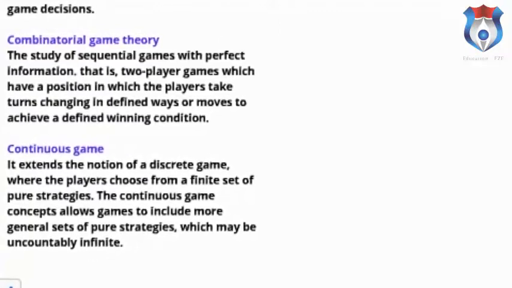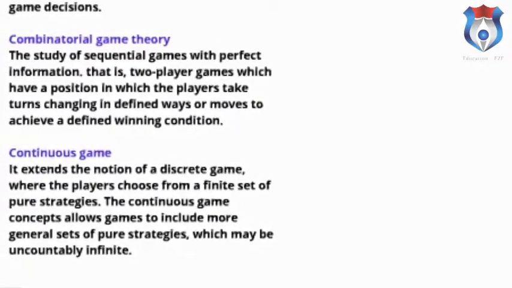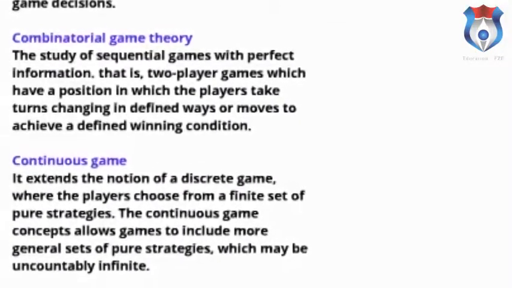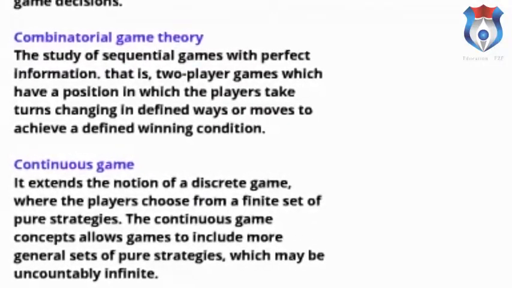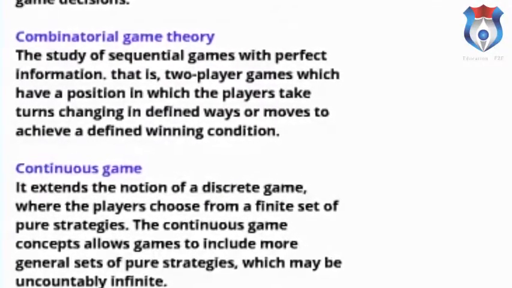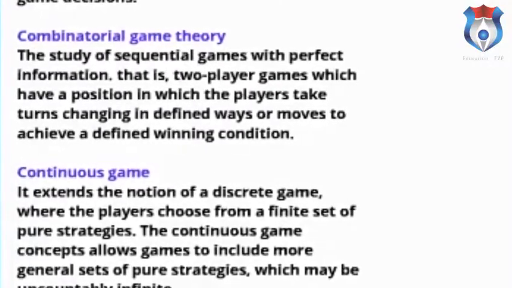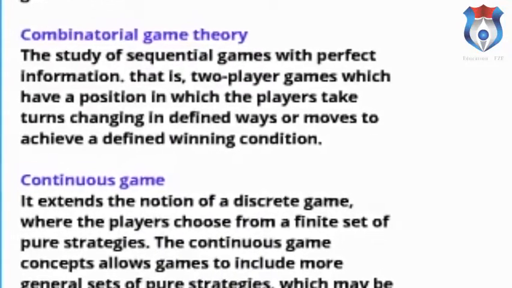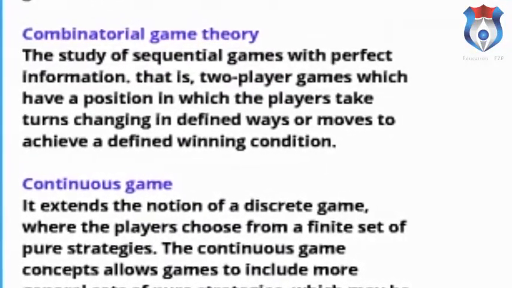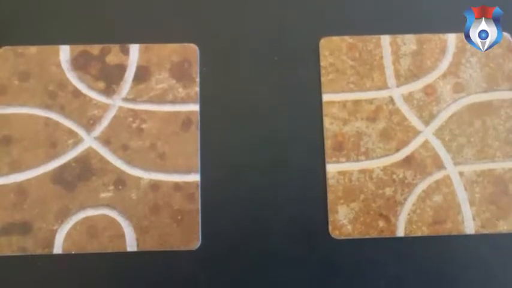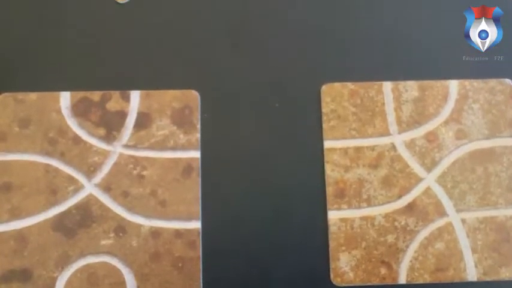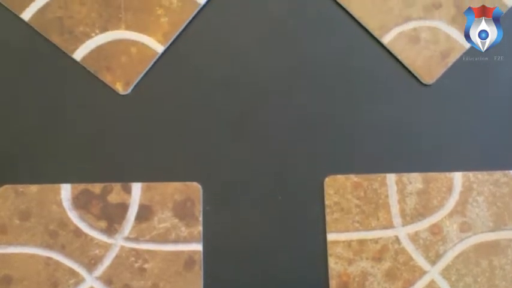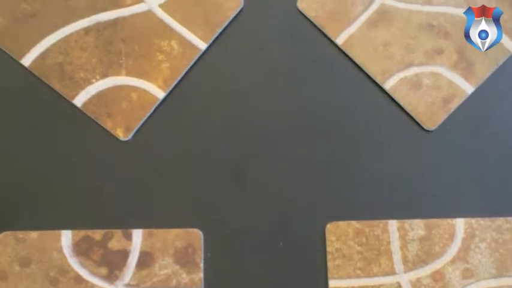Combinatorial games. This is the study of sequential games with perfect information, that is, two-player games which have a position in which the players take turns changing in defined ways, or moves, to achieve a defined winning condition. Games in which the difficulty of finding an optimal strategy stems from the multiplicity of possible moves are called combinatorial games. There is no unified theory addressing combinatorial elements in games. There are, however, mathematical tools that can solve particular problems and answer some general questions.